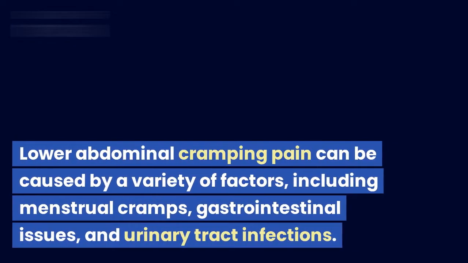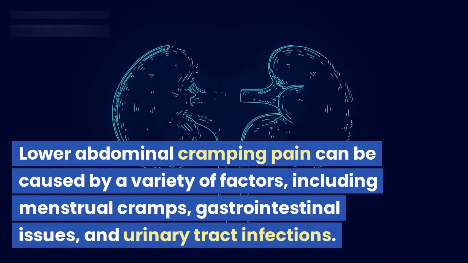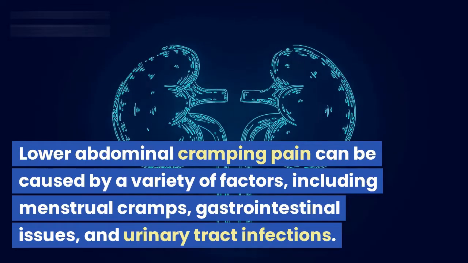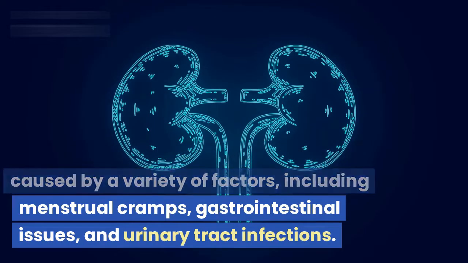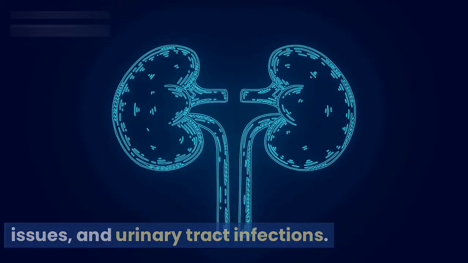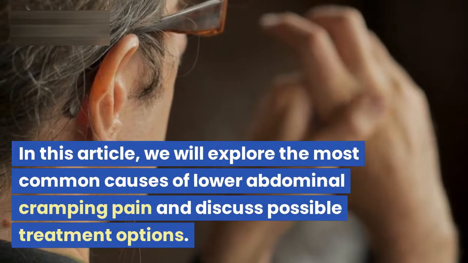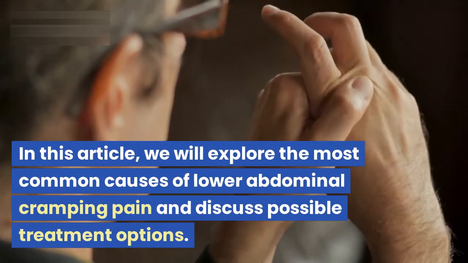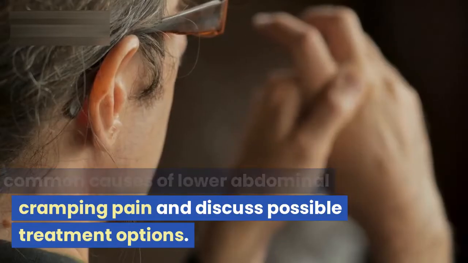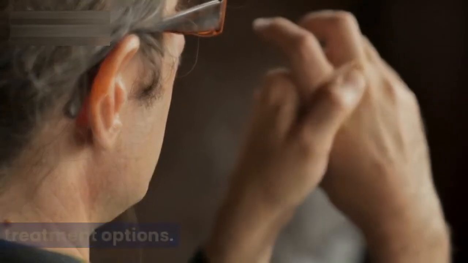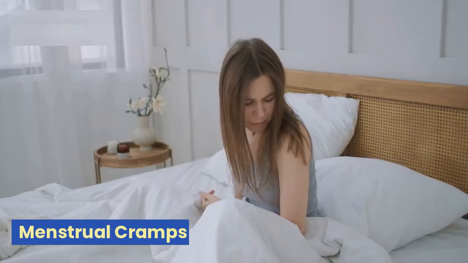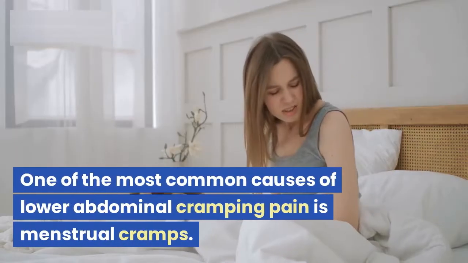Lower abdominal cramping pain can be caused by a variety of factors, including menstrual cramps, gastrointestinal issues, and urinary tract infections. In this video, we will explore the most common causes of lower abdominal cramping pain and discuss possible treatment options. Menstrual cramps. One of the most common causes of lower abdominal cramping pain is menstrual cramps.